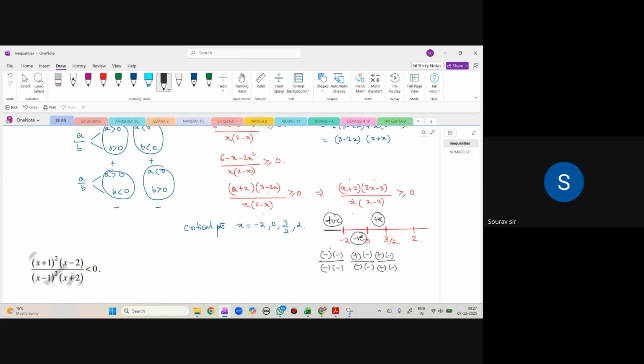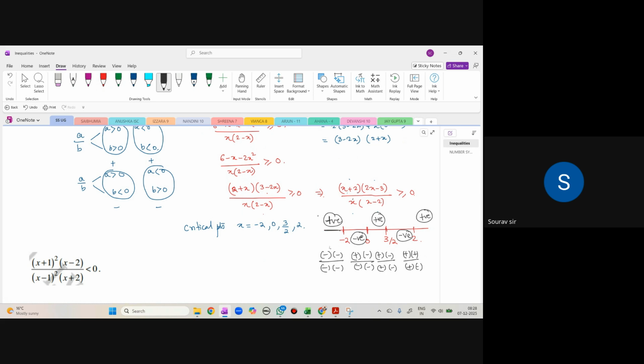Now I go between 3 by 2 and 2. So another term becomes positive, which is 2x minus 3, right? So I get positive into positive by positive into negative. So again, I become negative. And finally, when you are greater than 2, all 4 are positive. So this is positive.